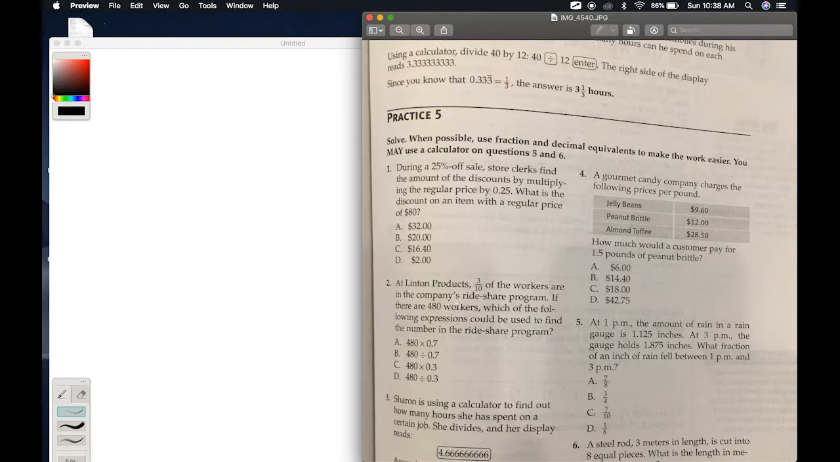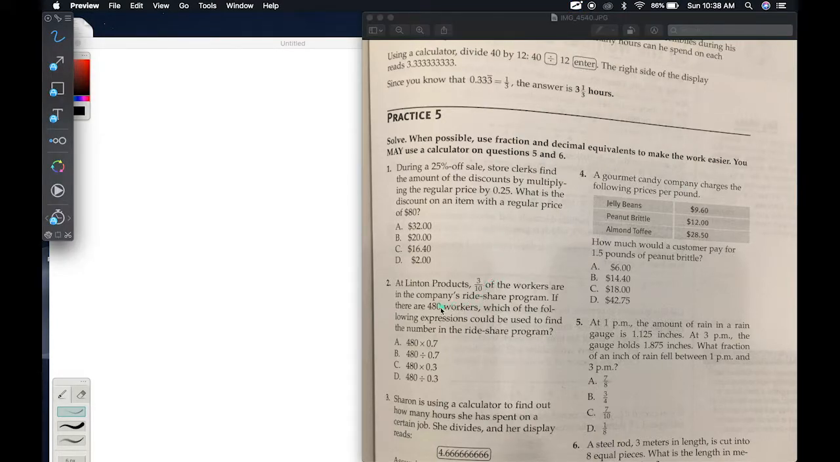So basically, let's look at it this way. This is the total amount of workers, 480, and this is a representation in fractions. So 3 is the representation of workers that are in the company's rideshare program out of 10, okay? So we know that if it's out of 10, then 10 is the total amount of workers, which is equal to 480. Okay, so that's just one way to think about it.